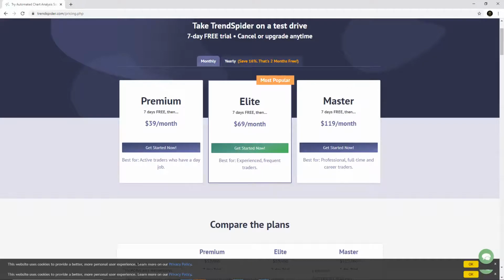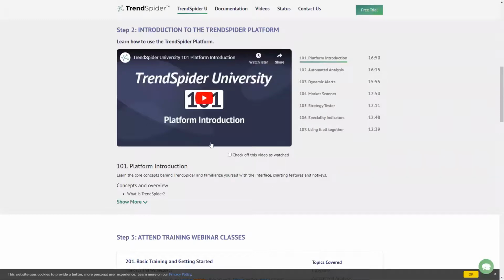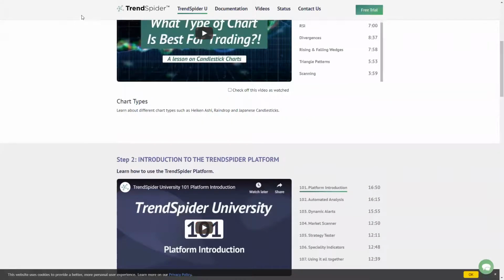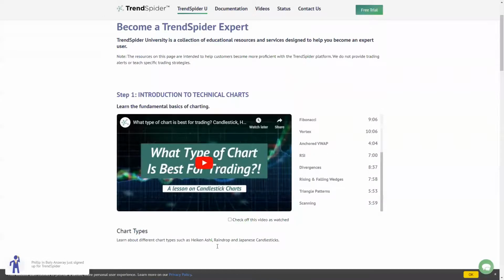But with that being said, guys, that's pretty much all I have for you on this session. I just want to give you a great analysis of what this tool is all about. I think it's a very useful tool. But by all means, if you've got any questions, feel free to comment in the description down below.